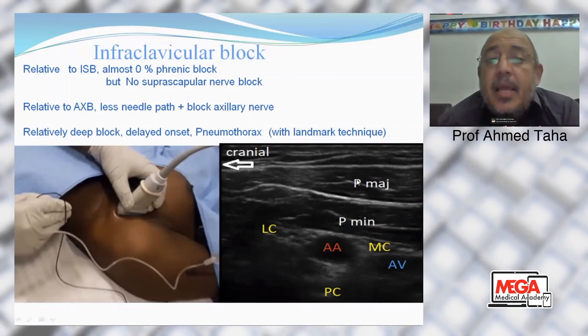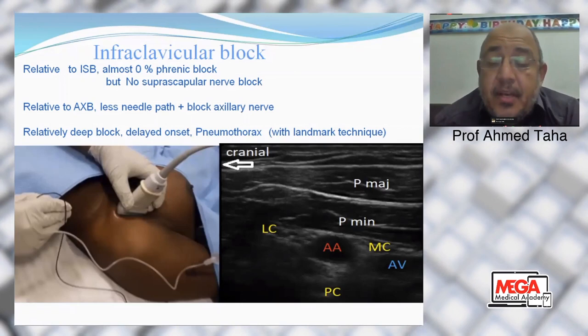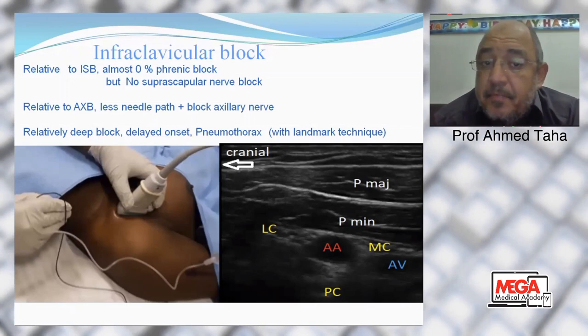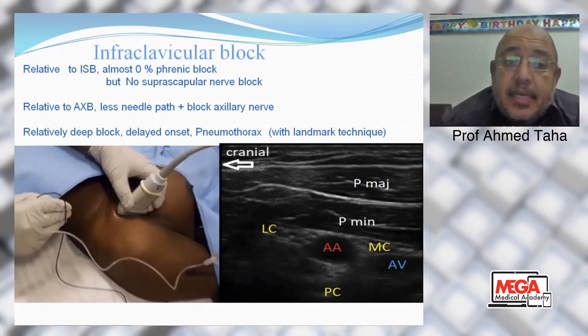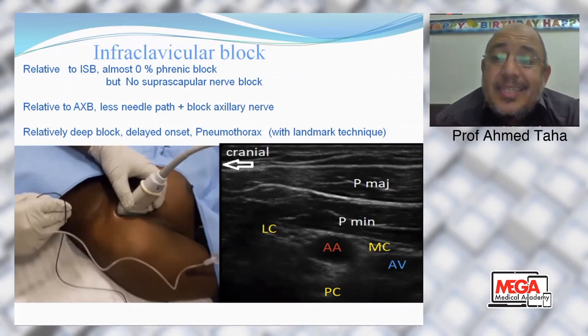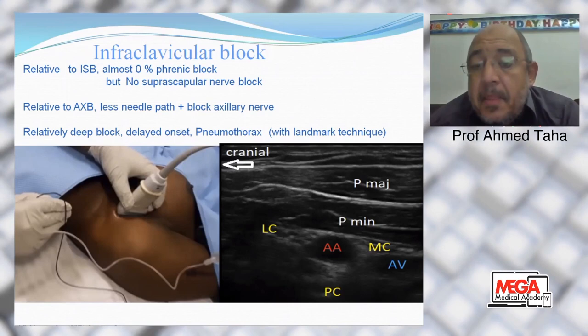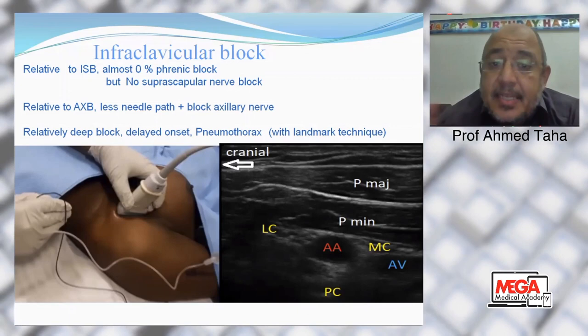Relative to the interscalene block, the infraclavicular block does not block the phrenic nerve in almost all cases, but it also does not block the suprascapular nerve. So alone, it cannot be used for shoulder surgery. Relative to the axillary block, the infraclavicular has fewer needle passes, so it causes less discomfort to the patient. It also blocks the axillary nerve, which is not blocked in the axillary block. So this is very funny, that the axillary block does not block the axillary nerve.